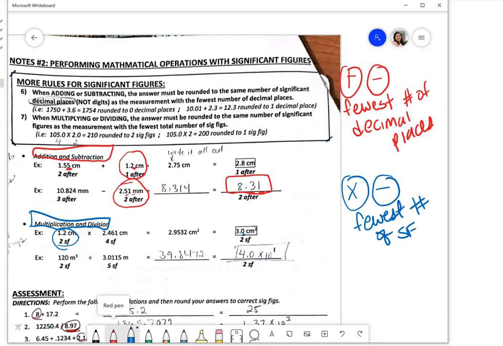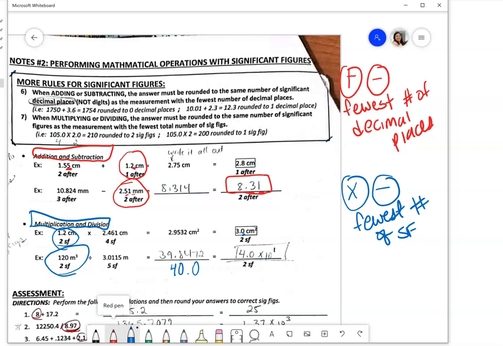Now this example that they give us down here, 120 divided by 3.0115. 120 has 2 sig figs, and this one has 5 sig figs. So I know that my answer has to be in 2 sig figs. Well, when I put it in the calculator, I got 39.8472. But that's not good. That's 4, 5, 6 sig figs. I need 2. And so students told me it could be 40, right? Well, that only has 1 sig fig, so it can't be that. So the next thing they said was it could be 40.0. Well, that can't be it either because that has 3 sig figs.